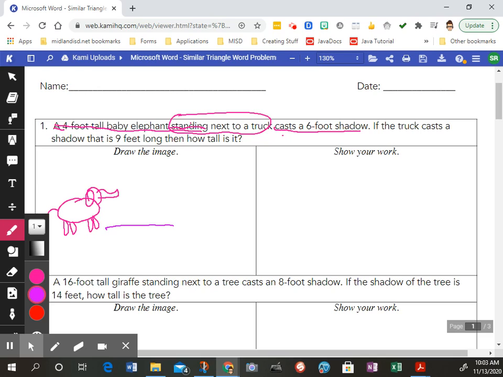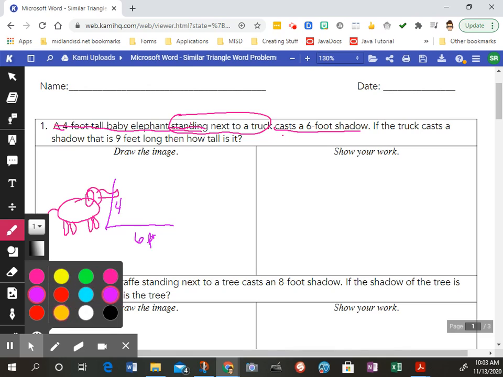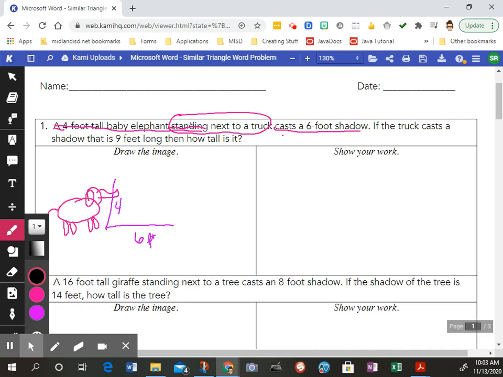Okay, so I've got a 6-foot shadow. So I'm going to label that 6 foot. And the 4-foot baby elephant, I'm going to draw a line straight up. That's 4 foot. There we go. Do you see that we have almost a triangle? If I draw this line in right here, I have a right triangle because the baby elephant is measured straight up vertically. It doesn't look like a regular right triangle, but it is.